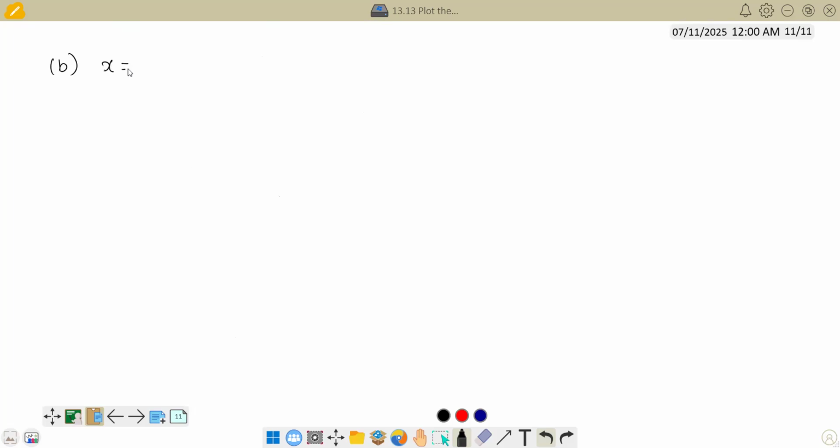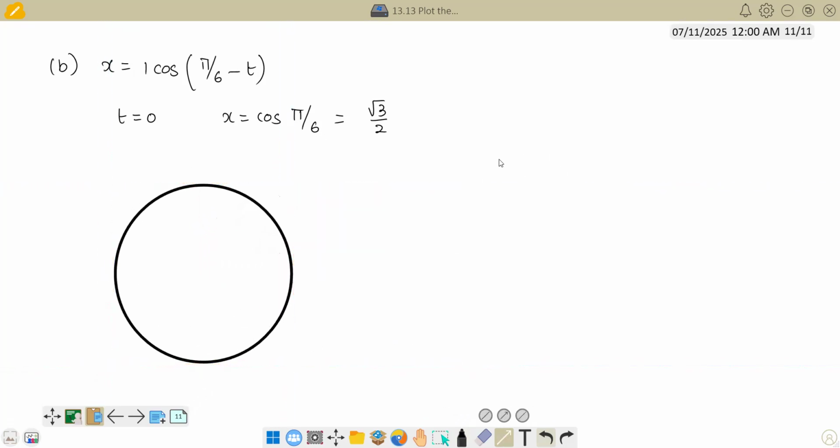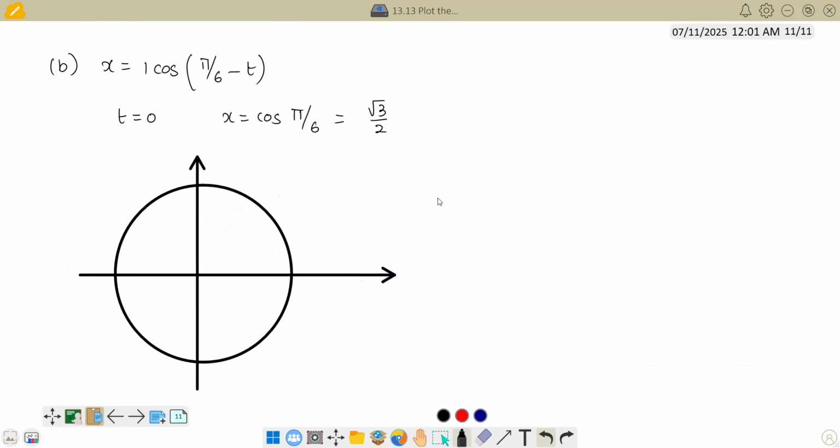Next, B is x equals cos pi by 6 minus t. Substitute t equal to 0, you get x equal to cos pi by 6, which is root 3 by 2. The amplitude is 1. So when I draw a circle, this is one thing, this is another thing. So its amplitude is root 3 by 2 at two different instances. Here also amplitude is root 3 by 2, and here also its x projection is root 3 by 2. In both the cases, the x projection is root 3 by 2.